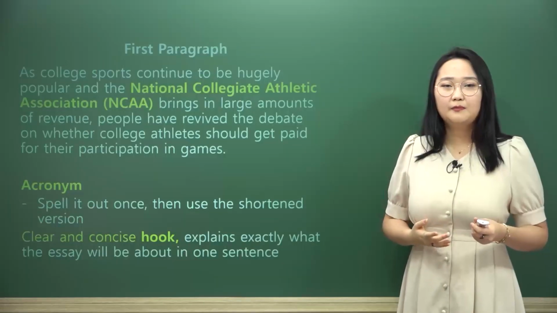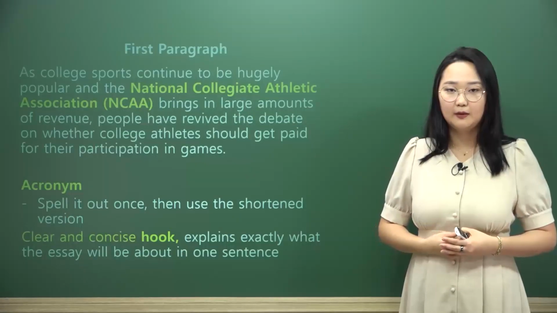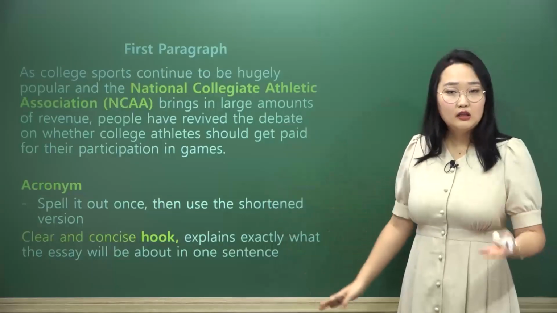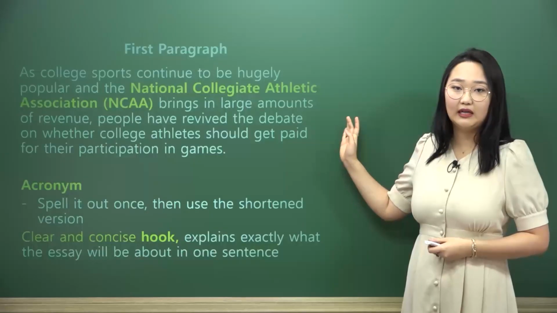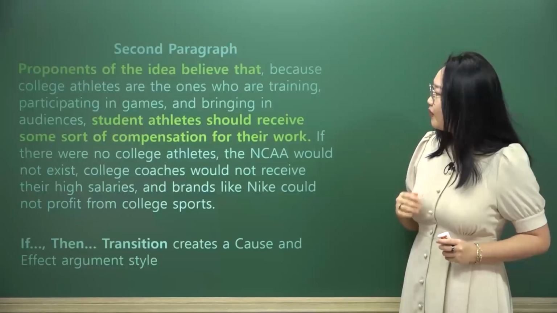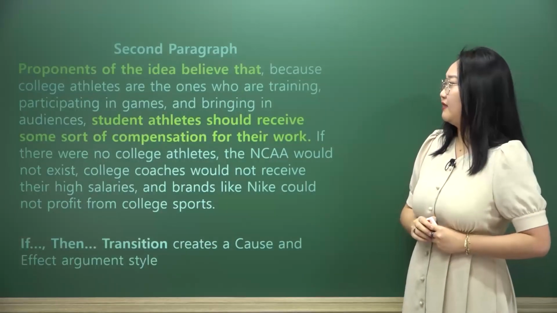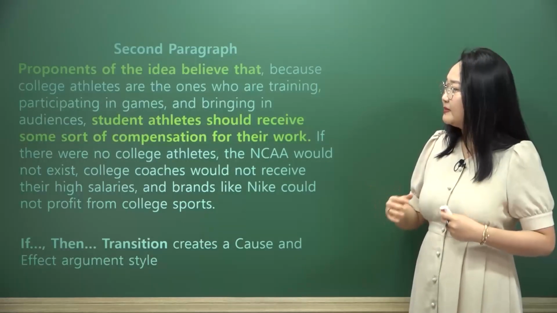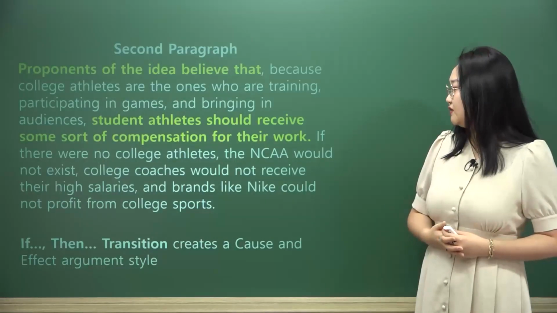This is also really important because a lot of times, again, we assume that whoever's reading it understands exactly what we're talking about. If I had, for instance, just left up NCAA and left it that way, a lot of us wouldn't understand what that means or what it might stand for. So it's really important that we write it out. That way we understand at least a little bit about what's going on. In the second paragraph, it begins by saying, proponents of the idea believe that because college athletes are the ones who are training, participating in games, and bringing in audiences, student athletes should receive some sort of compensation for their work.